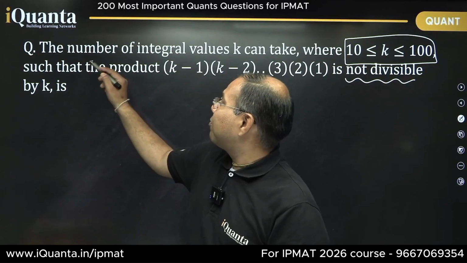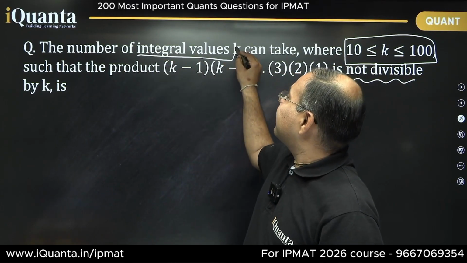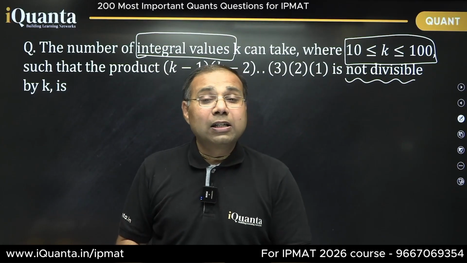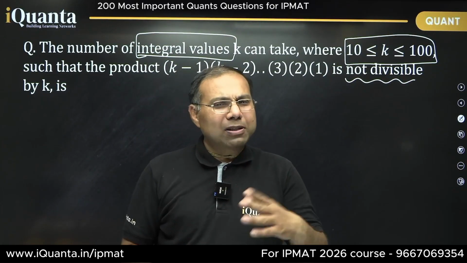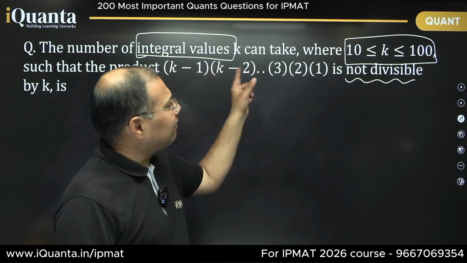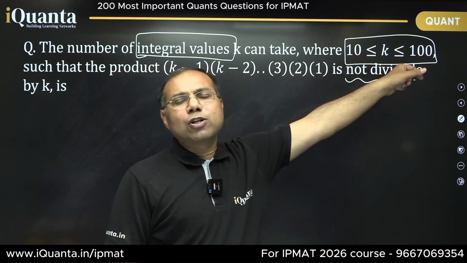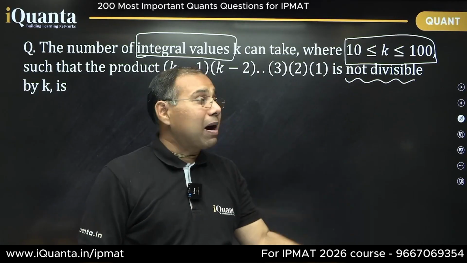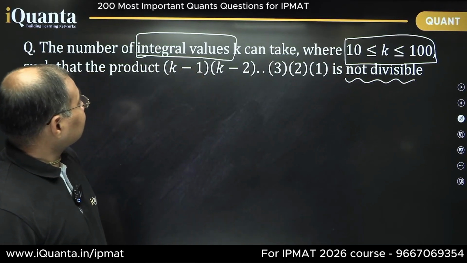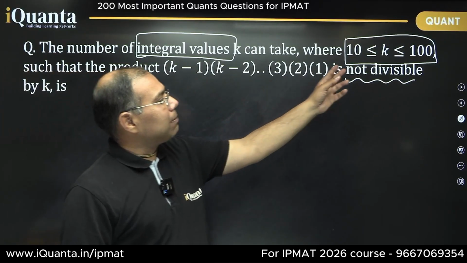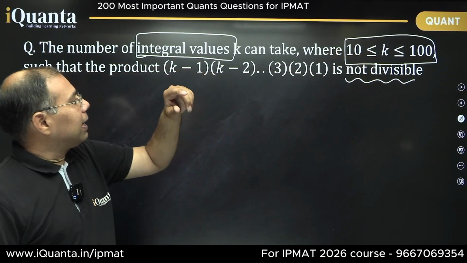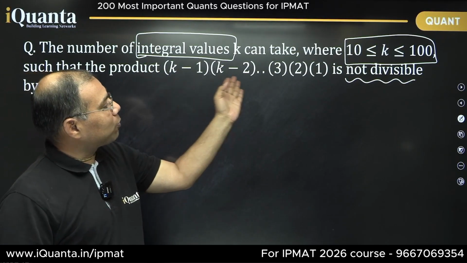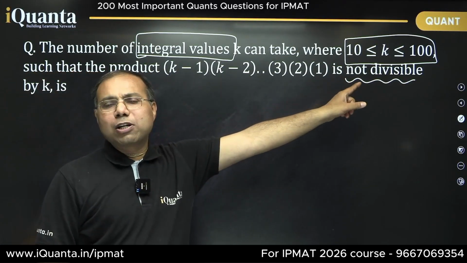Whenever it is asking about integral values, this may include negative values as well, right? Whenever we talk about integers, that includes negatives as well. But because the range is given for this number within 10 to 100, it is going to be positive integers. So there is no confusion, at least in this part. Coming back now, I want my number k to be in this range, and it is certainly a positive integer now, and this product should not be divisible by k, right? It should not be divisible by k.